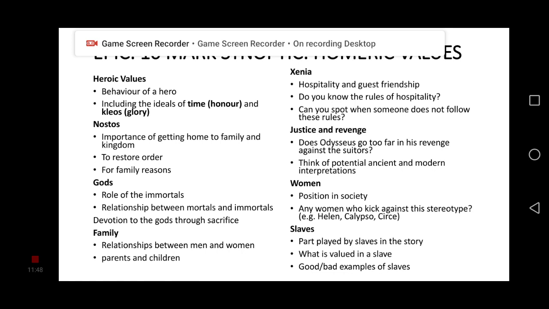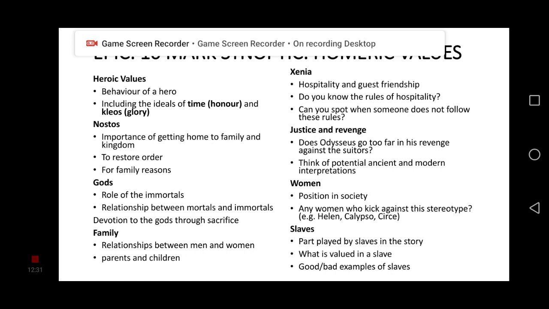So let's have a little look at the synoptic values. I'm afraid the screen border has cut that off a bit, but these are synoptic values for the 10-mark synoptic question. So you've got heroic values, behaviour of a hero, including the ideals of Time, honour, and Kleos, glory. You've got Nostos, particularly strong in the Odyssey, the importance of getting home to restore order and also for family reasons. You've got the gods, the role of the immortals, the relationship between mortals and immortals, and devotion to the gods through sacrifice and other duties.